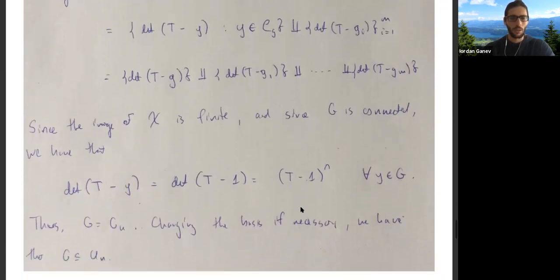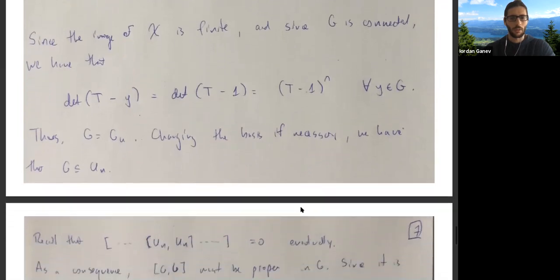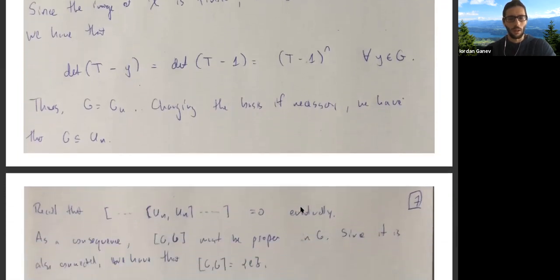And we have this result that we can assume, by changing the basis if necessary, that G is in U_n, upper triangular matrices with ones along the diagonal. And now we use this result about the derived subgroups, the commutator subgroups. And we know that the successive commutators of these U_n's become trivial eventually. So that implies that the same is true for G. But now it means that when we take the commutator of G, we must get something smaller, since if we take successive commutators, we'll eventually get to the identity, to just the trivial group. So we must get something smaller.